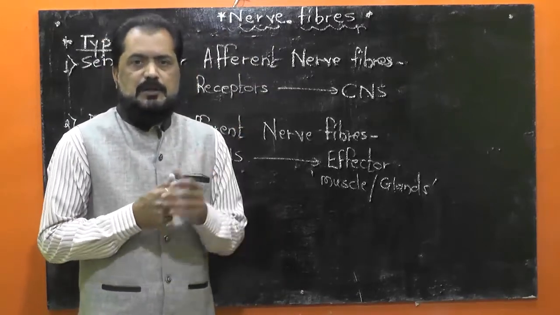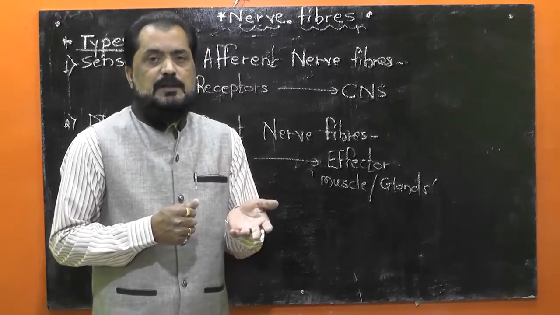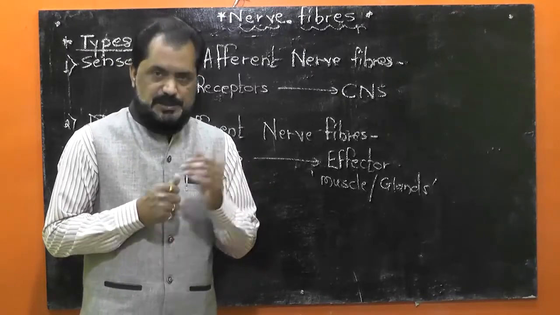But effector organ means the organ through which response is given to any particular stimulus.